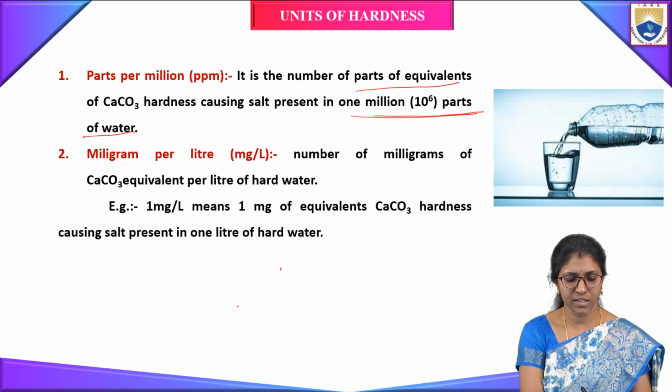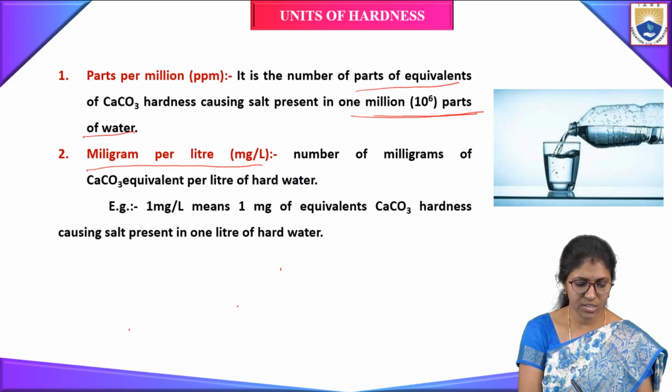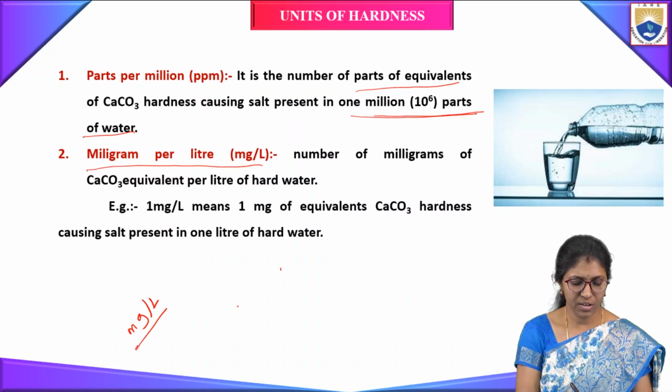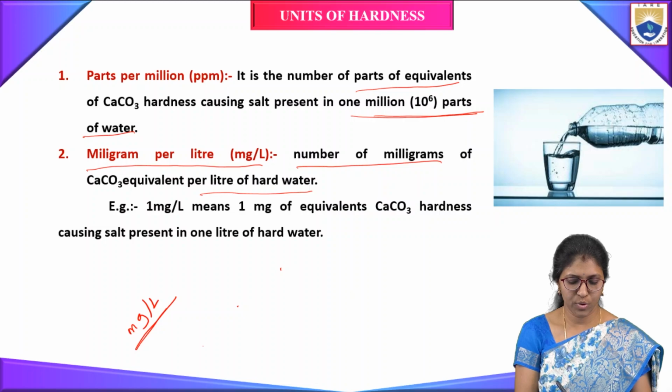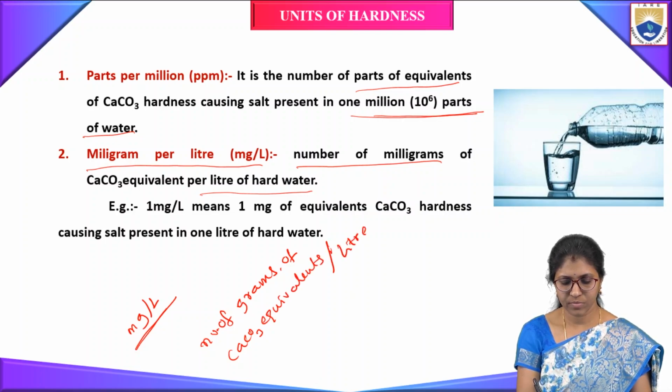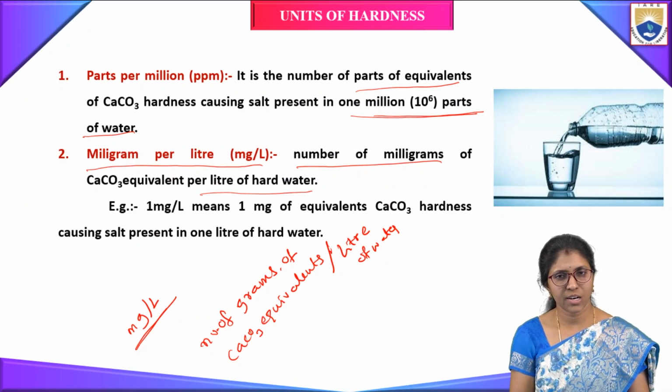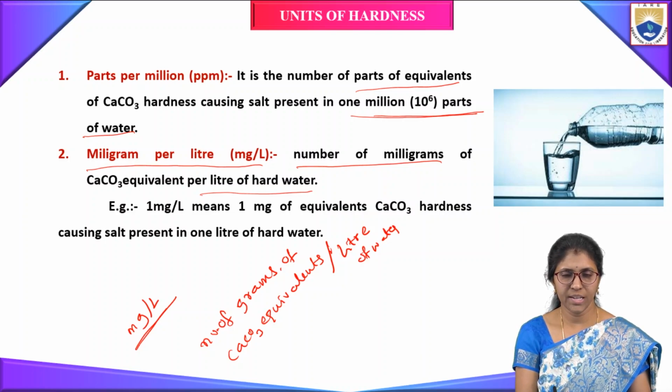Next is milligram per liter. It is denoted by mg per L. Here this is the number of milligrams of calcium carbonate equivalents per liter of hard water. It is the number of milligrams of hardness causing salt in terms of calcium carbonate equivalents present in 1 liter of hard water. So this is milligram per liter.